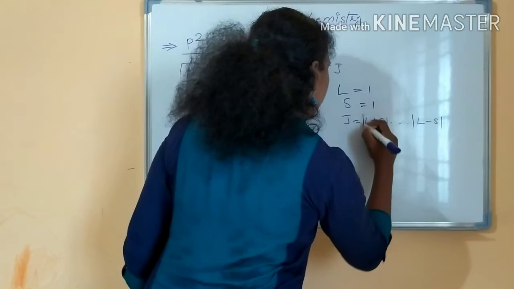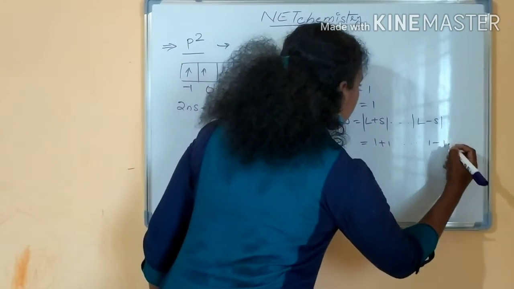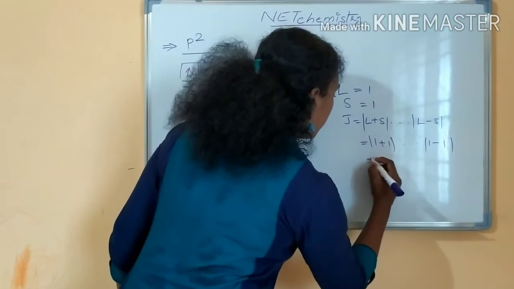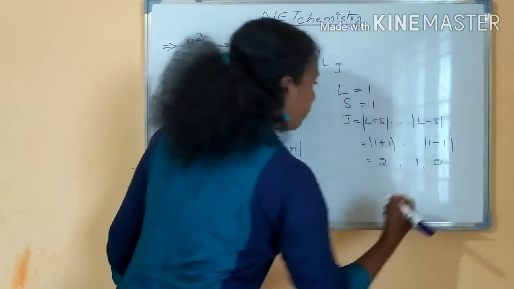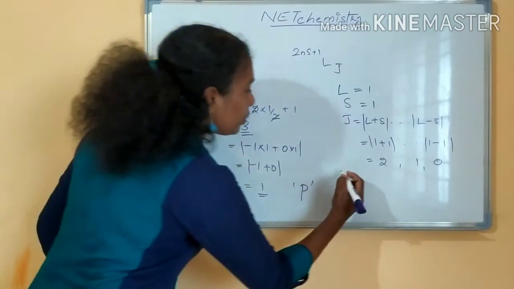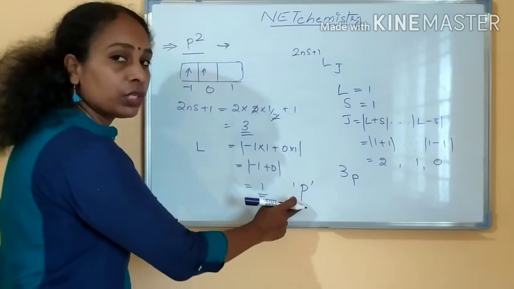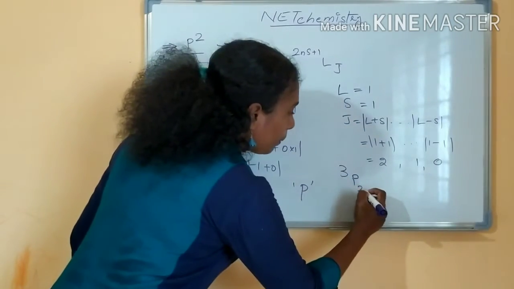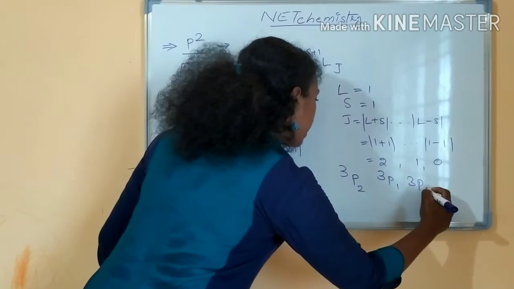L plus S to L minus S. So 1 plus 1 to 1 minus 1, right? 1 plus 1 is what? 2, and 1 minus 1 equal to 0. So in between, the numbers are 2, 1 and 0. So now, what are the term symbols you got? 3 is the 2S plus 1 value. L value is equal to 1, P. You got 3P2, 3P1 and 3P0, right?